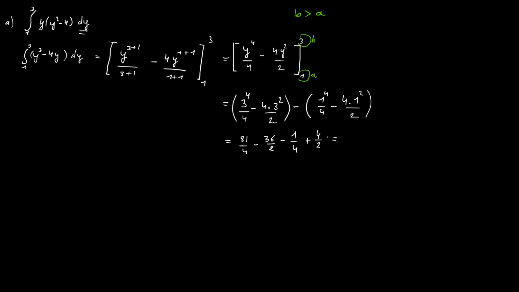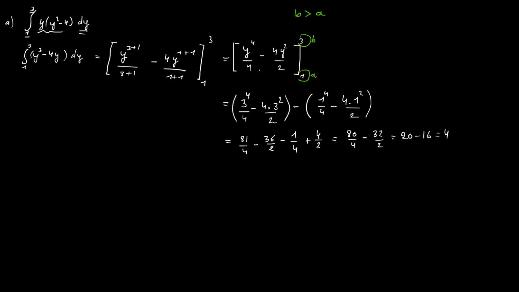So let's bring all our parts together. So we already know that we have here 81. So if we bring those two together, we get here 80 over 4. And here you get 36 over 2 plus 4 over 2. So here you get minus 32 over 2. If we were to rewrite this now, we get that this is 16. Oh, sorry, what am I saying? This is 20 minus 16, or in other words, it's 4. So the area between 1 and 3 underneath this function, it is equal to 4.